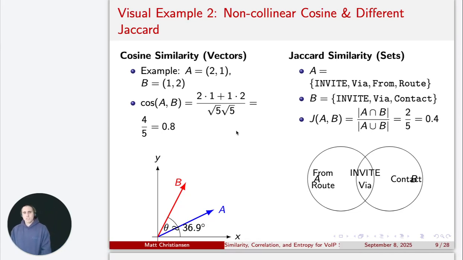And then the Jaccard similarity has invite, via, from for set A, and set B is invite, via, contact. There's 1, 2, 3, 4, 5 different possibilities, but 2 of them, invite and via, are both shared.